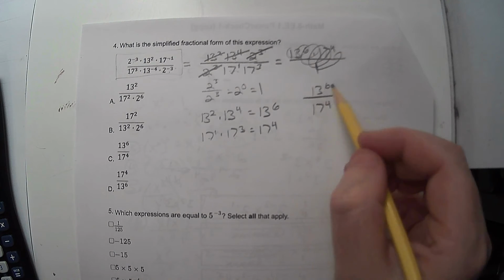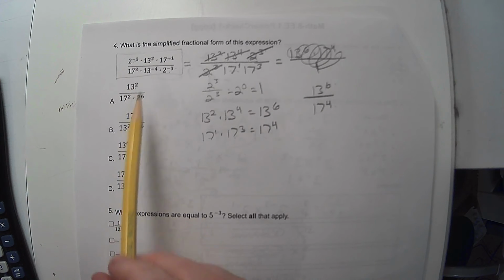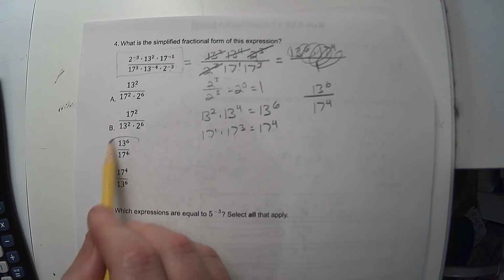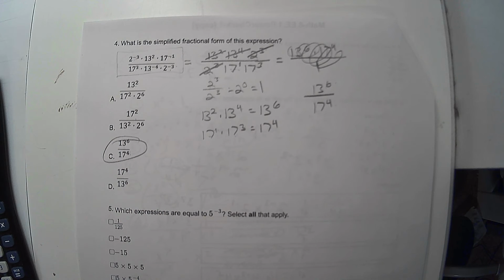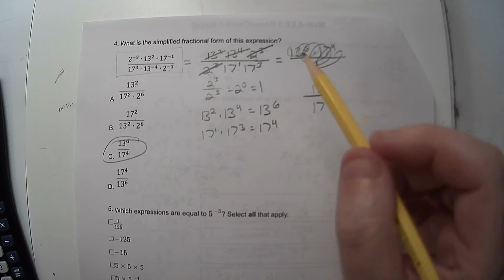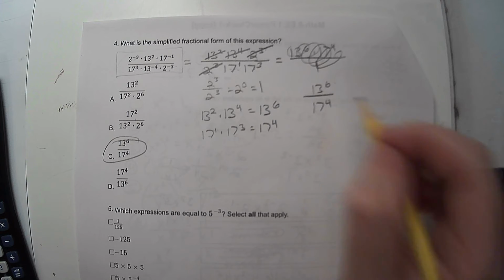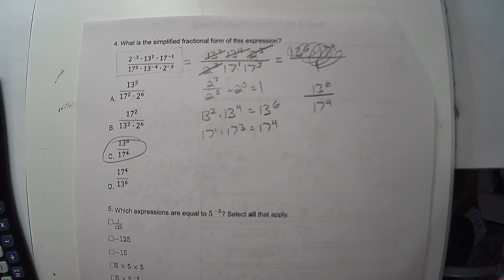Alright, so 13 to the 6th goes on top. I've got 17 to the 4th on bottom. And when I check it with my answer choices, it should be answer choice C. Alright, so don't make silly little mistakes like that. Just make sure that when you're working through it, even though all you're doing is basically adding 3 plus 1, make sure that you put it in the right location, or else the whole thing's going to be wrong.